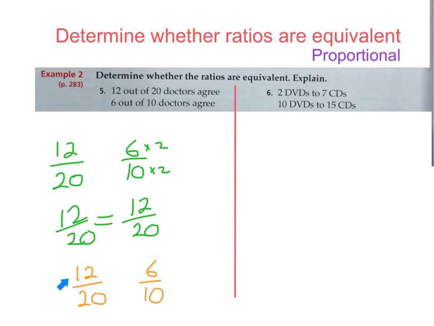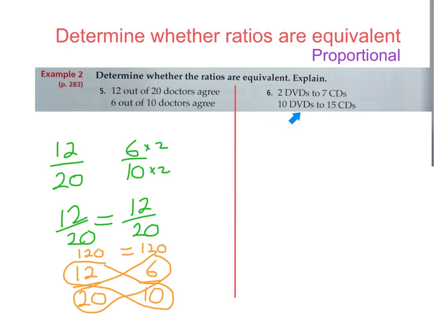Now the other way I could do it, which I'll show you down here, is to use that butterfly method that we talked about earlier. So I multiply 12 times 10, and remember I have to put it above here, it gives me 120. And do the same thing, 60 times 20, and that also gives me 120. So when those two are equal, I know that the two ratios are proportional or equivalent.